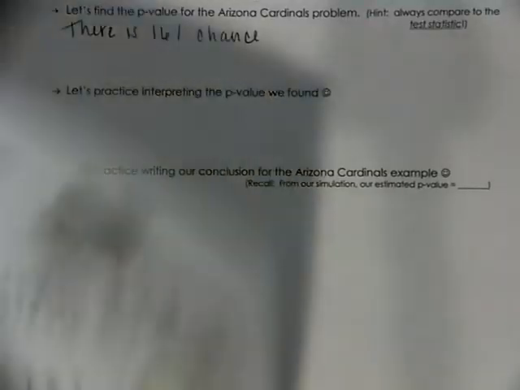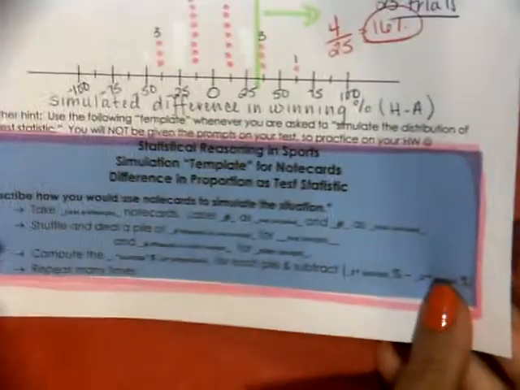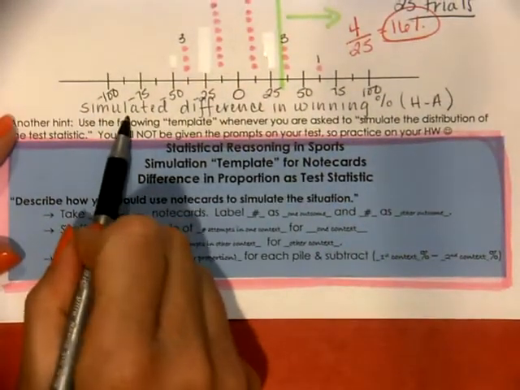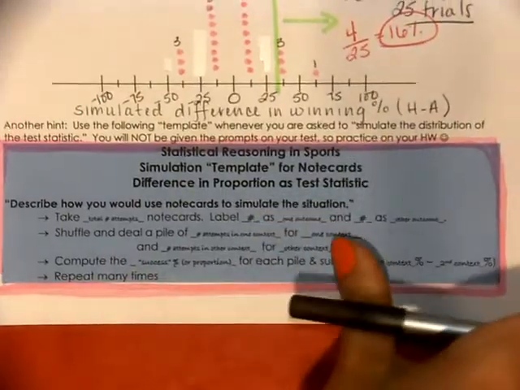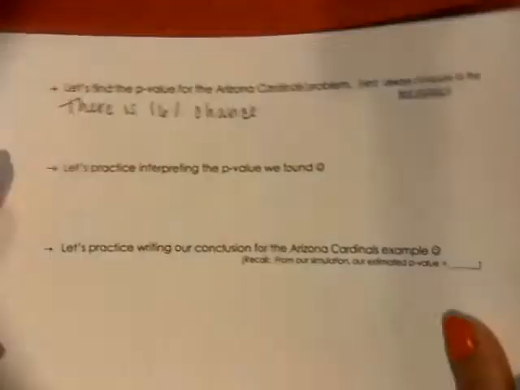Now go back to your dot plot. Use the label on your dot plot to tell you, what is this talking about? It's talking about the simulated difference in winning percentage, home minus away.